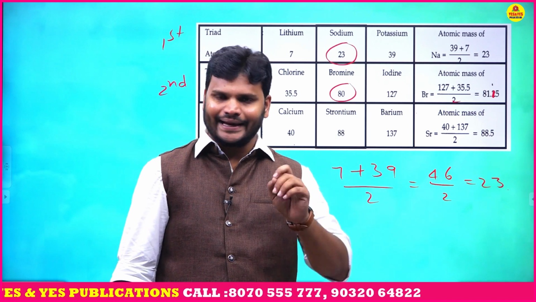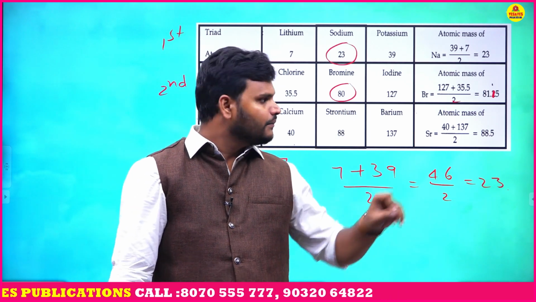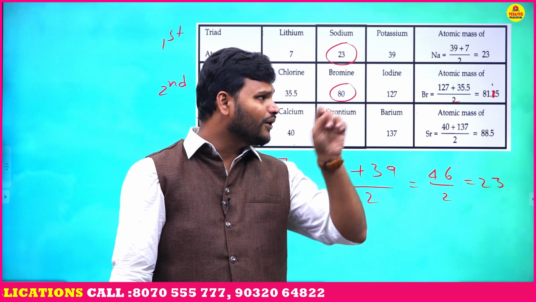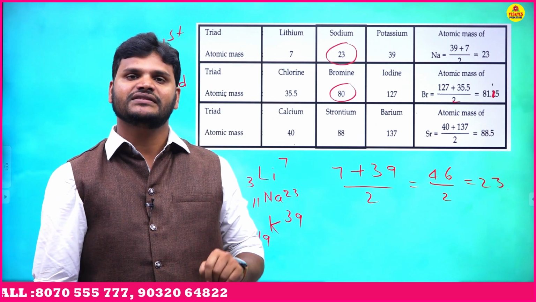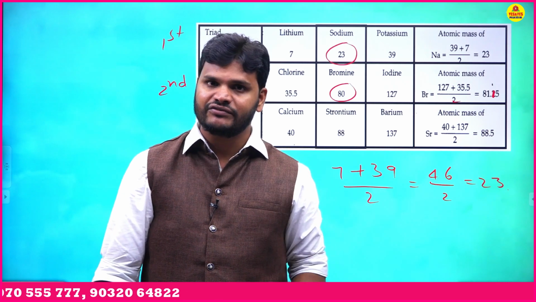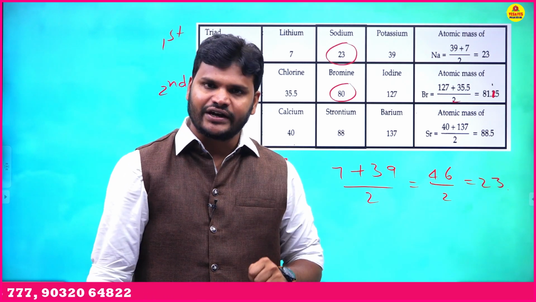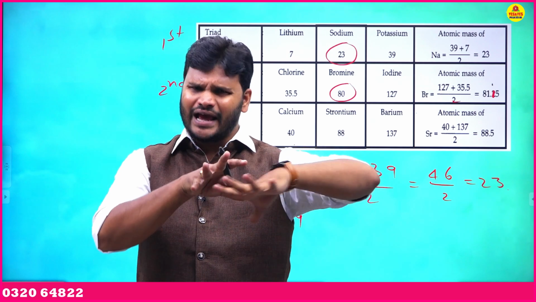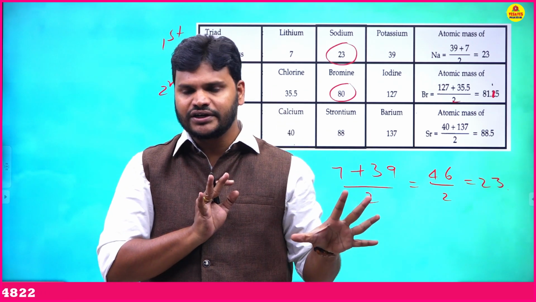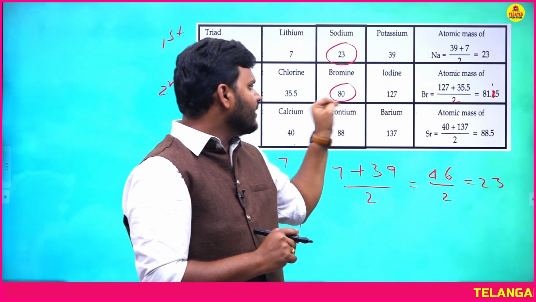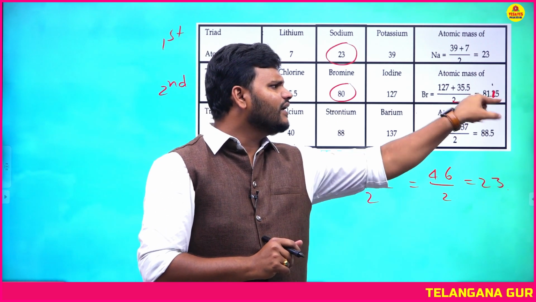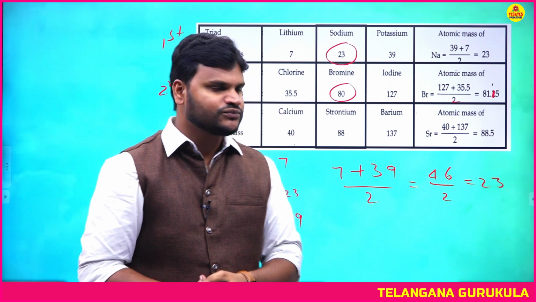Here bromine is 80, but the average value is 81.5. The difference is 1.5, but 1.5 is a negligible difference. That's the reason this concept is about the average, not exact. Don't get confused. Does it work? It works. So here atomic weight is 80, but here 81.5. No problem.